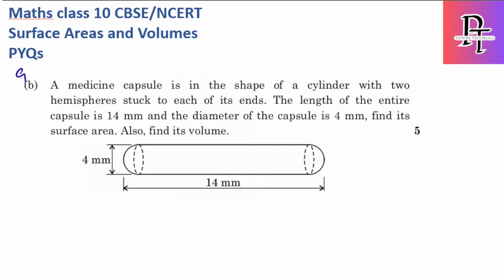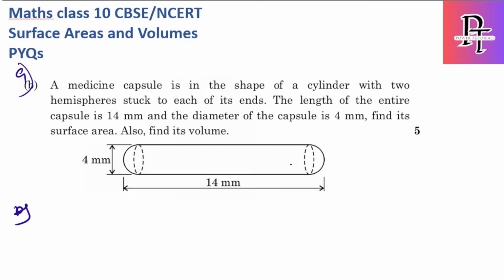This is another question, and this is an OR one. So either you can solve the previous one or this question in your exam. So let's see this one. A medicine capsule is in the shape of a cylinder with 2 hemispheres stuck to the end of its ends. The length of the entire capsule is 14 mm. The diameter of capsule is 4 mm. Find the surface area. So simply they are asking TSA as well as the volume.